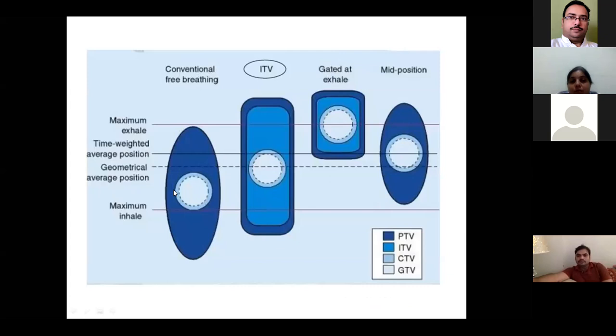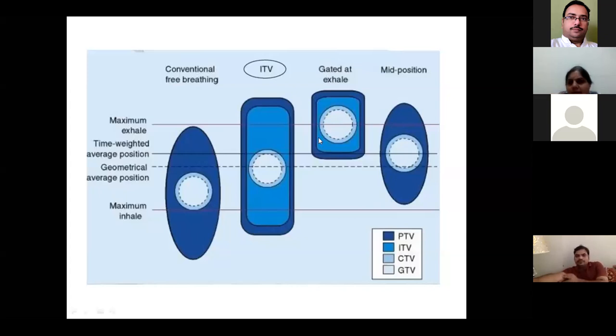And just to give you a basic sense of what these different techniques do. So if you have a tumor, and this is the minimum, maximum inhale and maximum exhale, and if you give a regular margin on a free breathing scan, you might actually miss the tumor if you're not assessing motion properly. The second concept is the concept of ITV, wherein the entire range of tumor motion is captured and then you give a margin, but certainly the tumor volumes are going to be large. The third concept is basically a gating technique, wherein when the tumor is in a certain position, for example, end exhale, there you just treat the tumor there, so you have a small PTV margin.